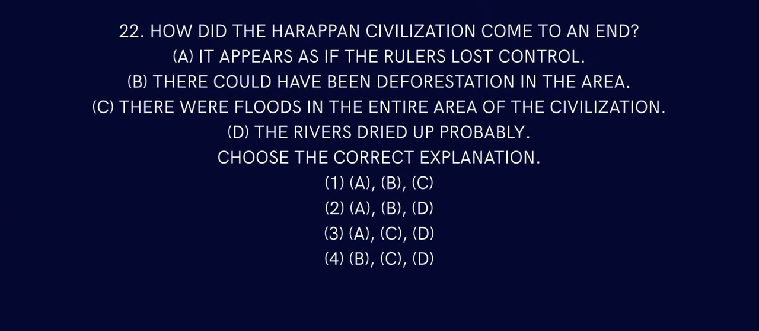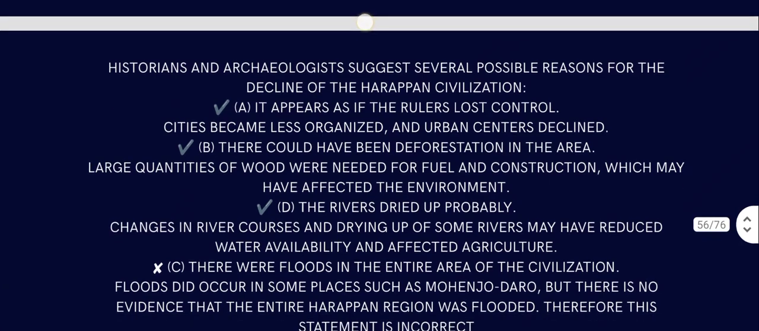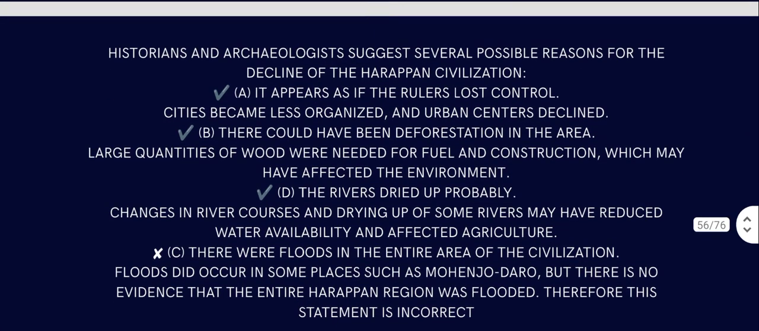Wait a second. There are floods in the entire area of civilization. So maybe the reverse, anything can be possible. This question doesn't have a precise answer. There are floods in the entire area of civilization. People can survive in flood. River dried up, the starvation and everything. So the answer says A, B, and D, but I think it's everything. Let's see what it says.